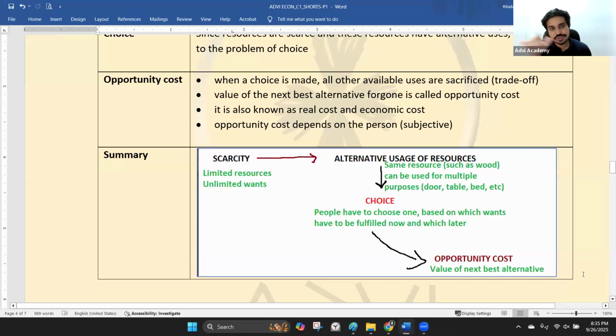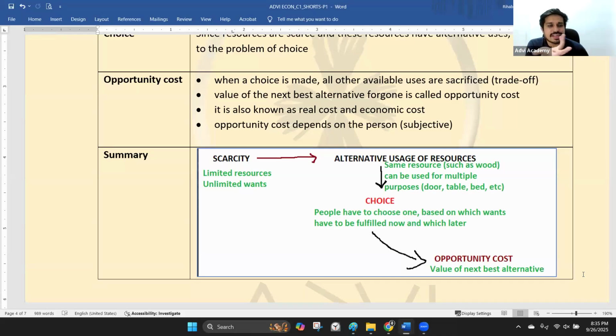Scarcity, we are saying, leads to alternative uses of resources. Why? Because resources are limited. The same resource can be used for multiple things. Such as if you take a tree, wood, it can be used for multiple purposes, such as door, table, bed, like that. Multiple purposes are there, right?